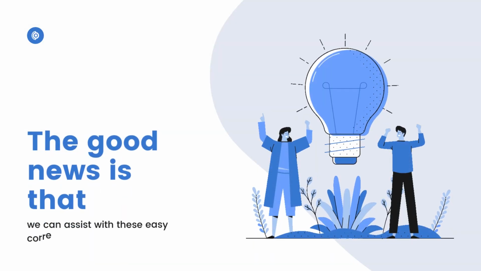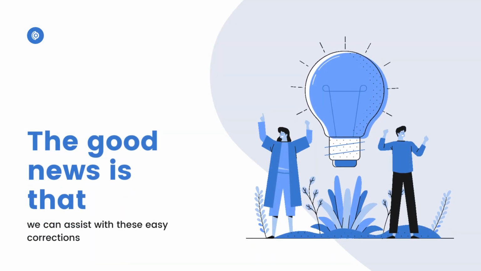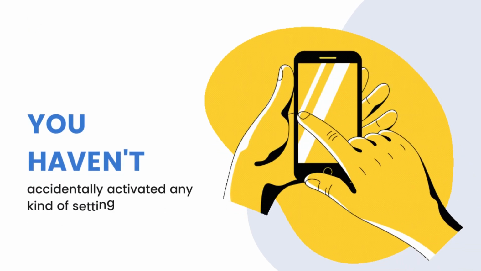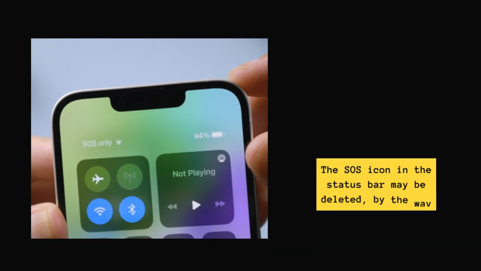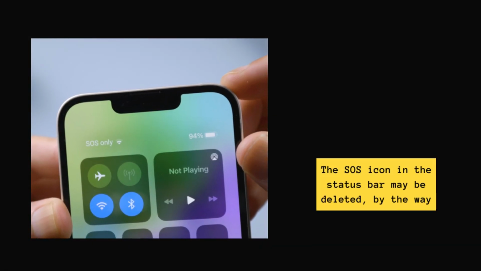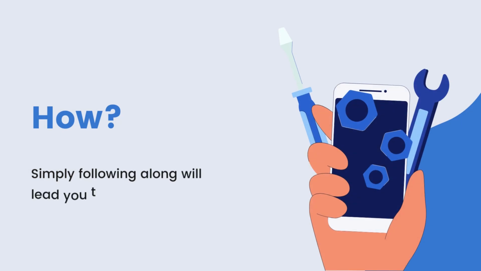The good news is that we can assist with these easy corrections. You haven't accidentally activated any kind of setting. The SOS icon in the status bar may be deleted, by the way. How? Simply following along will lead you to the solutions.